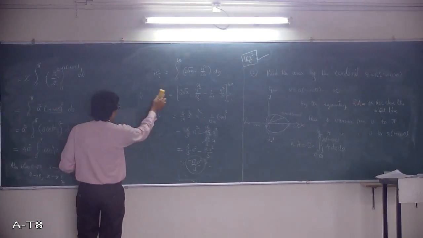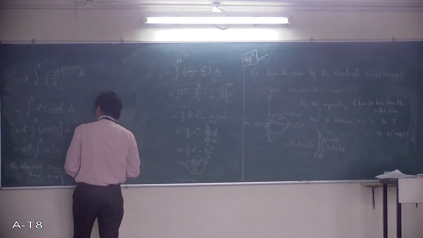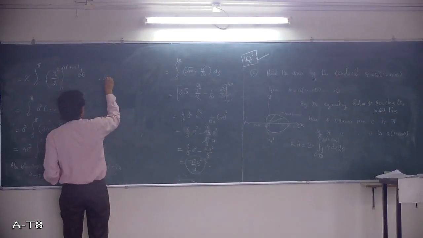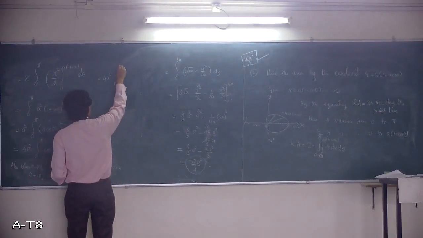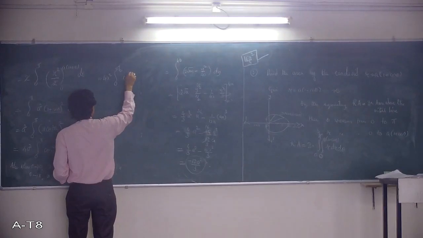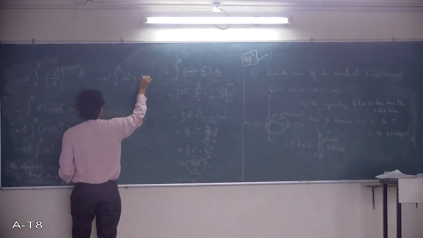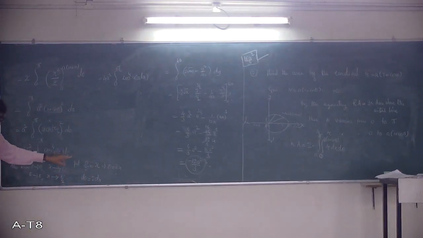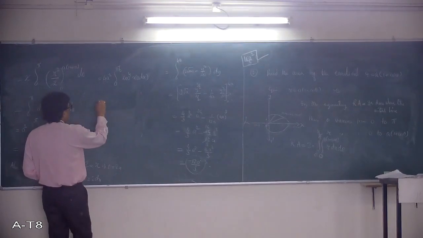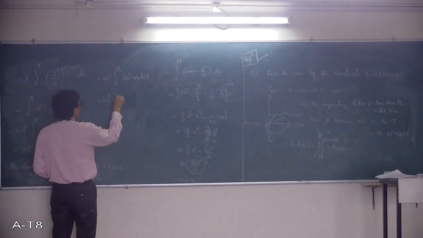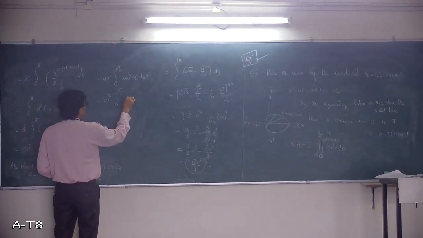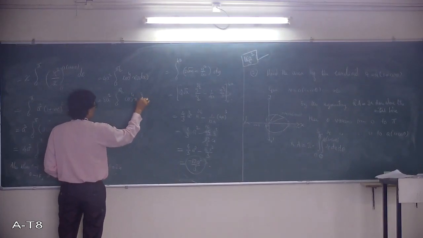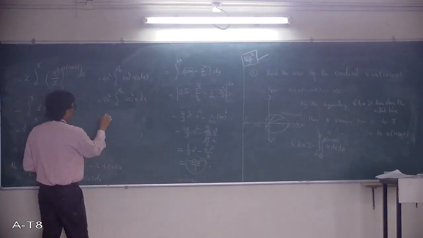So this comes as 4a square, integral from 0 to pi by 2, cos raised to 4th x into 2 times dx. So whatever substitutions are there, those terms should be substituted in this place. Or 8a square, integral from 0 to pi by 2, cos raised to 4 x dx. Now this 8a square is a constant outside.